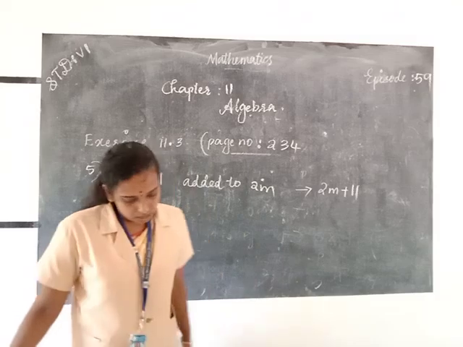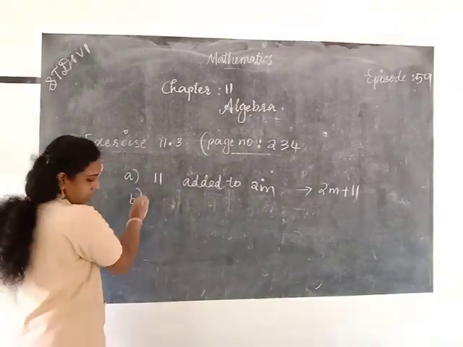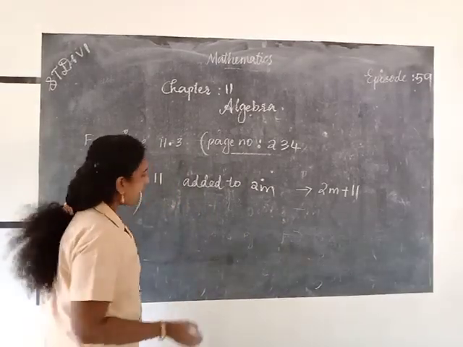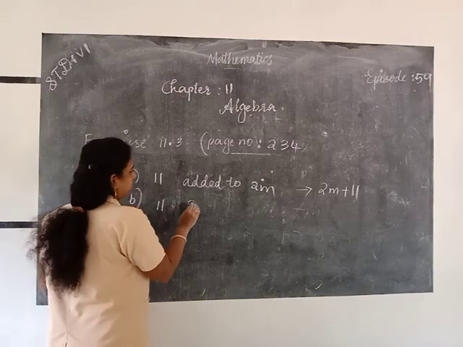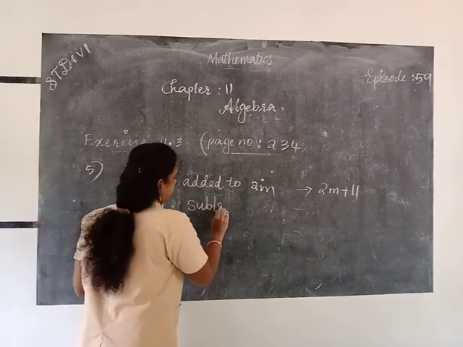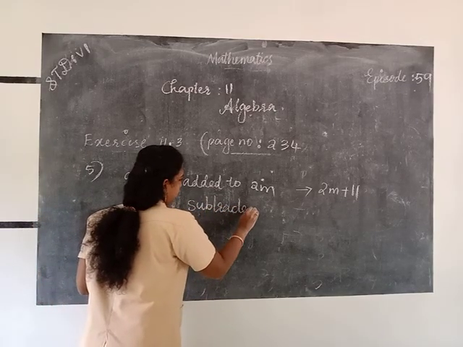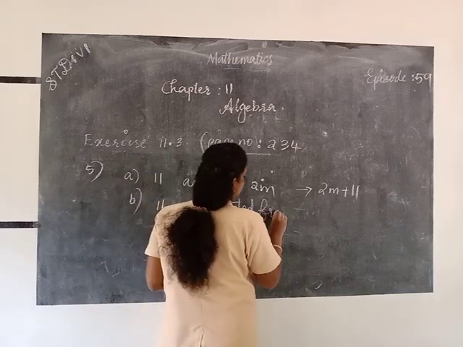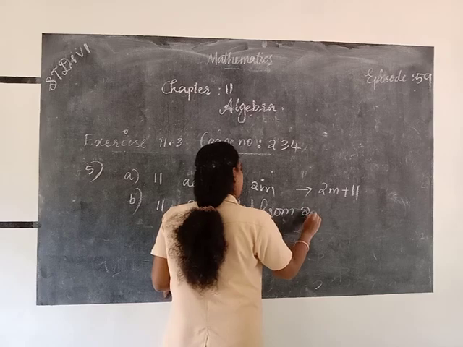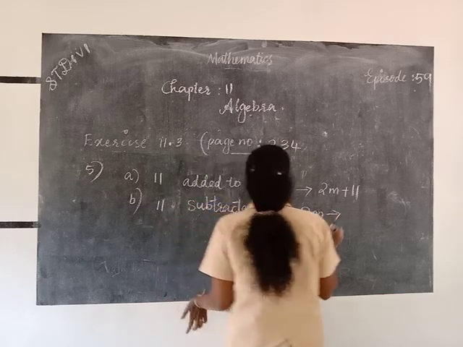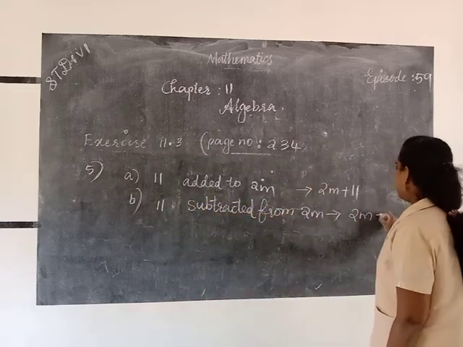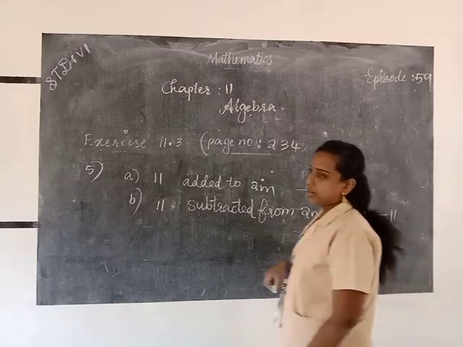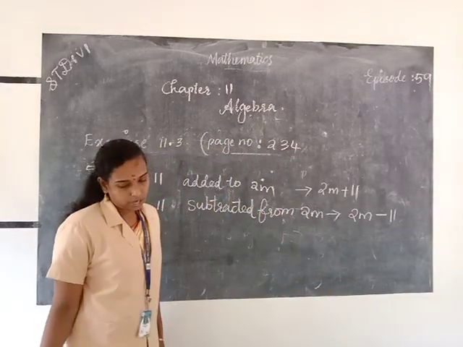Then the next one, 11 subtracted from 2m, that is 2m minus 11. 11 is subtracted from 2m.